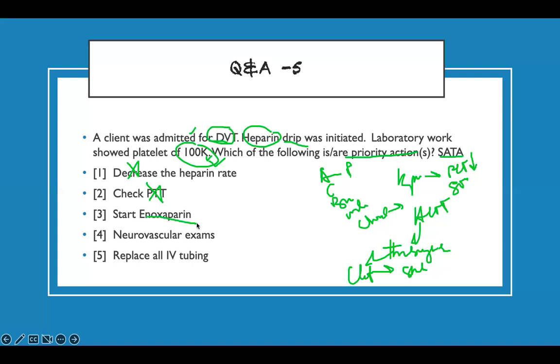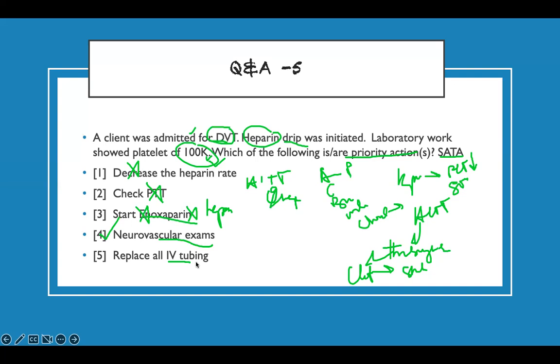Start enoxaparin. Enoxaparin is negative because it's what? It's still a heparin. For heparin-induced thrombocytopenia, HIT, no more heparin. Any heparin stuff, you need to stop it. Therefore, starting enoxaparin, which is a low molecular weight heparin, is negative. Neurovascular exams. Yes, they're going to get strokes. So you have to make sure you get baseline neurovascular exams.